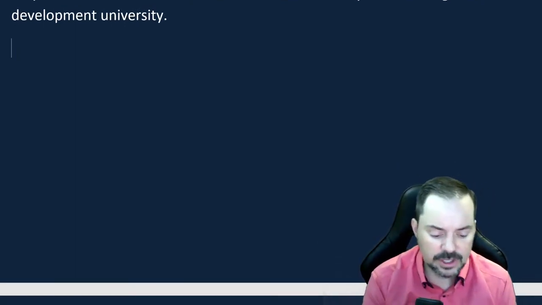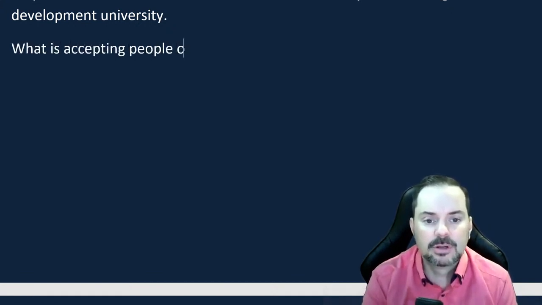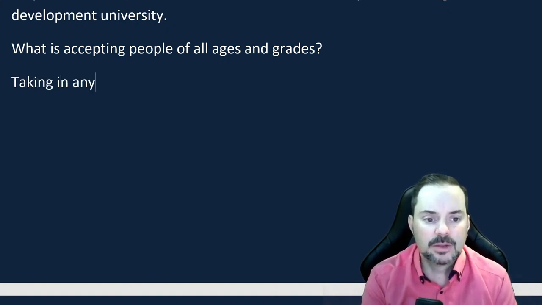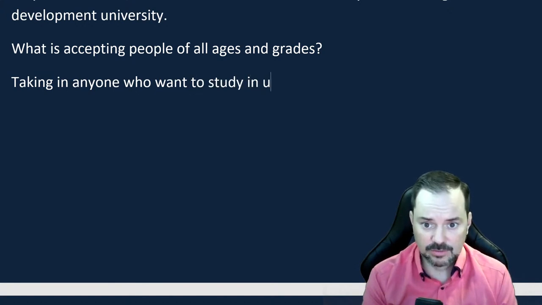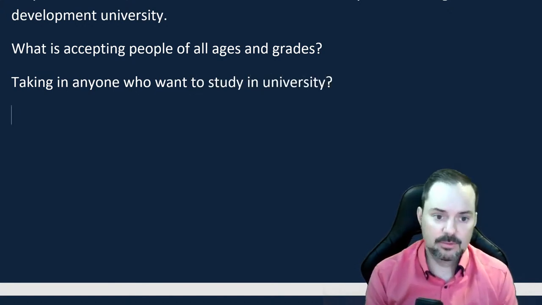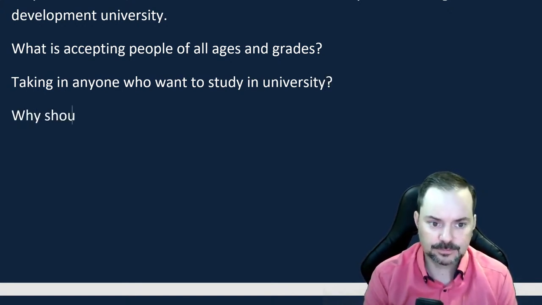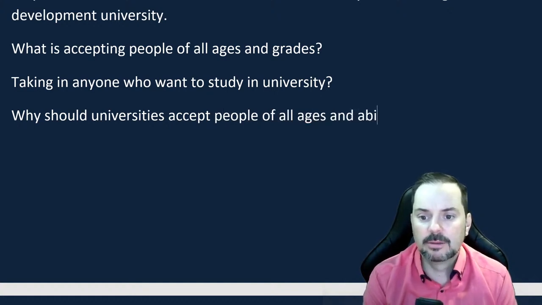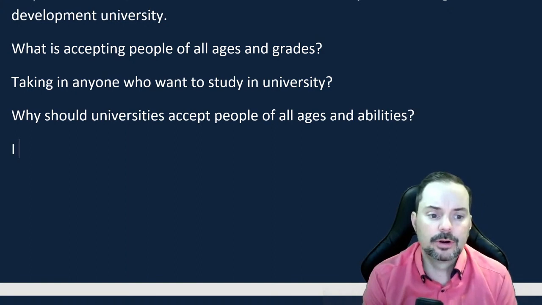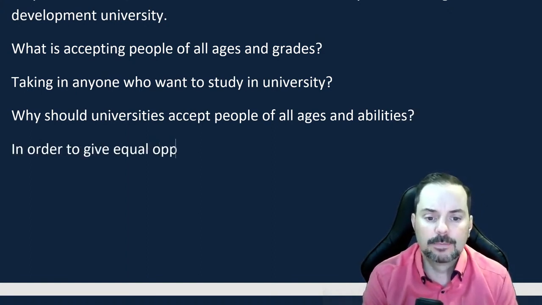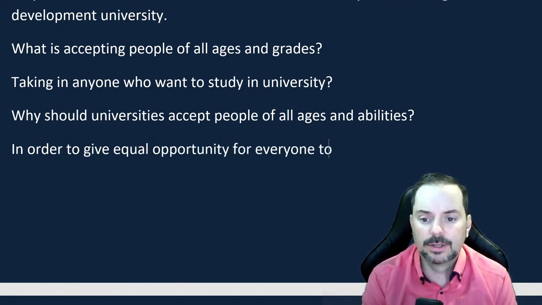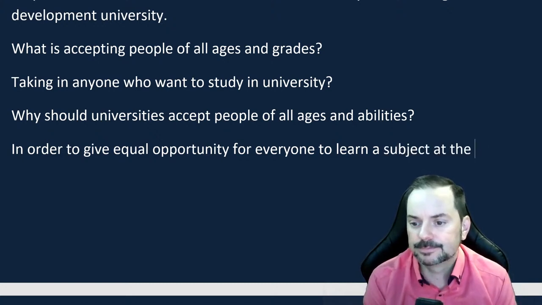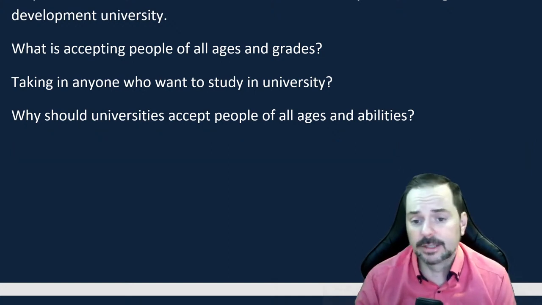So we want the other side of this argument as well. So what is accepting people of all ages and grades? Just that. So taking in anyone who wants to study in university. So this is a little bit faster. Okay, why? This is of course the very important question. Why should universities accept people of all ages and abilities? In order to give equal opportunity for everyone to learn a subject at the highest level, regardless of ability.